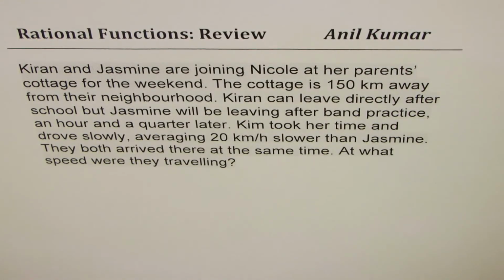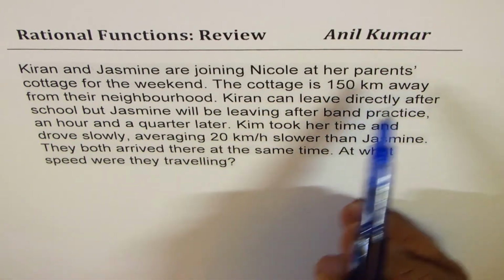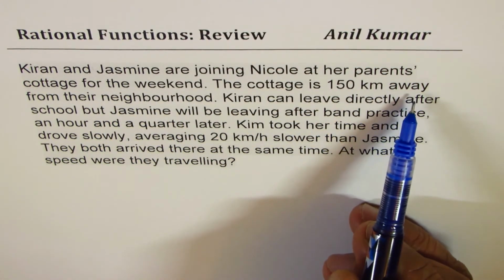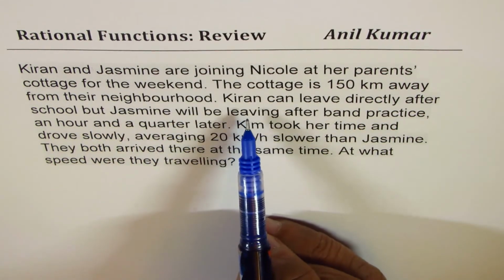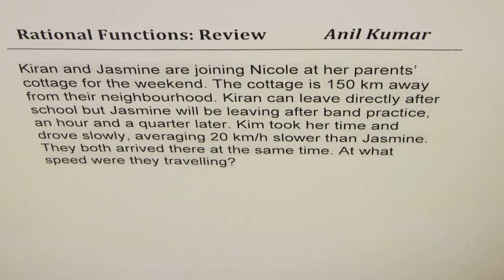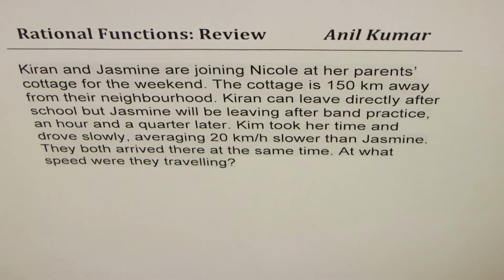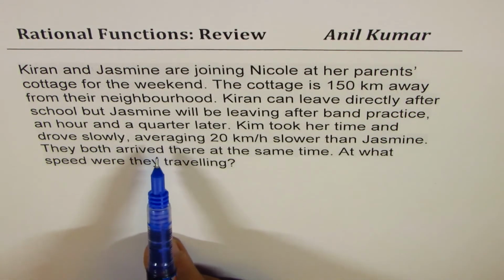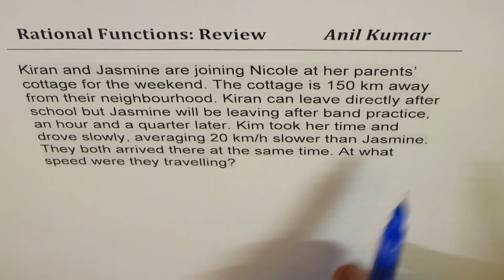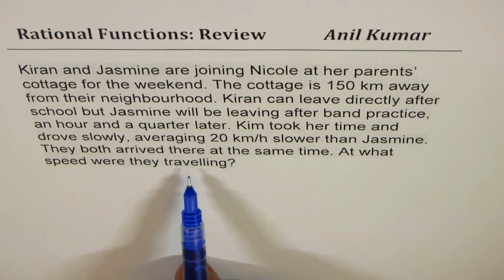The word problem here is from a test paper. It says, Kiran and Jasmine are joining Nicole at her parents' cottage for the weekend. The cottage is 150 kilometers away from her neighborhood. Kiran can leave directly after school, but Jasmine will be leaving after band practice an hour and a quarter later. Kiran took her time and drove slowly, averaging 20 kilometers per hour slower than Jasmine. They both arrived there at the same time. At what speed were they traveling?